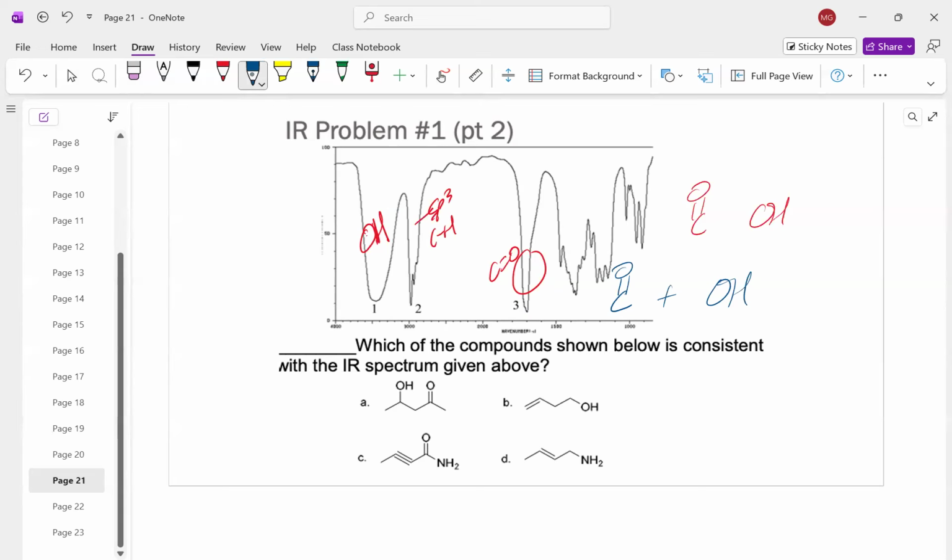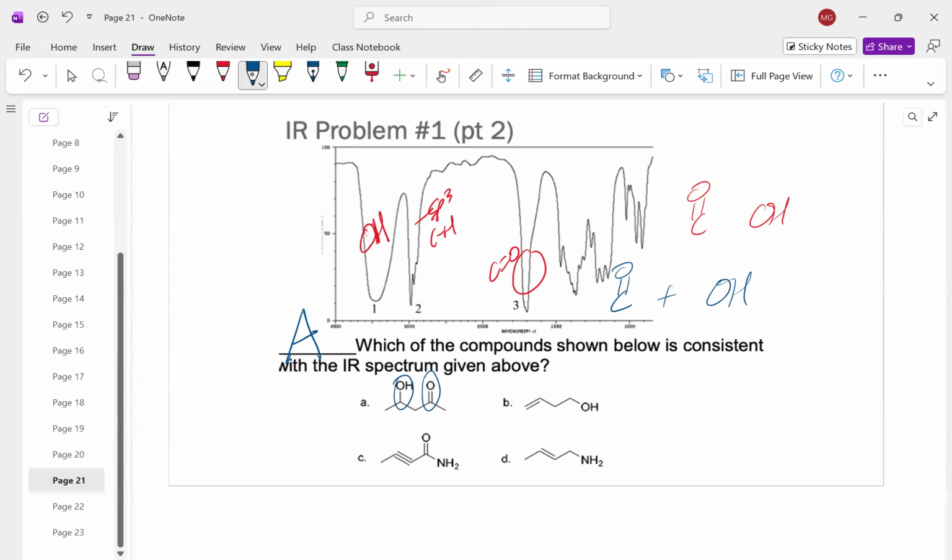So look at my possible choices. That really only fits letter A. It's got the OH, it's got the carbon-oxygen double bond, and it's got plenty of sp3 carbon-hydrogens. Now, let me go through the other ones and just highlight why B, C, and D don't work.